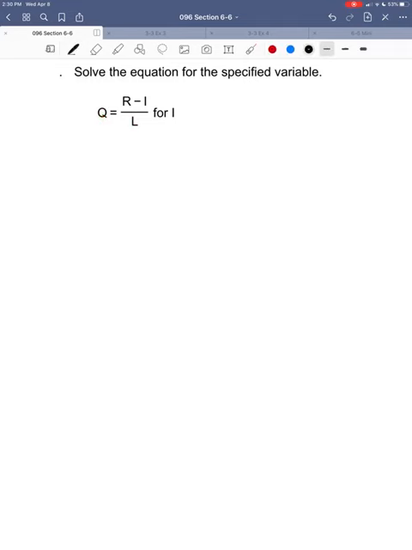So often to make that work, I multiply both sides by the LCD, or the lowest common denominator. In this case, I only have one denominator. My LCD would just be L. So I'm just going to multiply both sides of this equation by L. So I'm going to get L times Q, and then I'm going to get L, now I can think of it as L over 1 times R minus I over L. So now these L's cancel out, and we get L times Q equals R minus I.